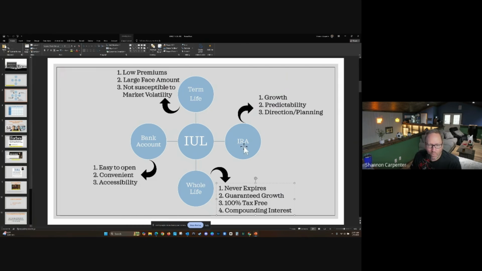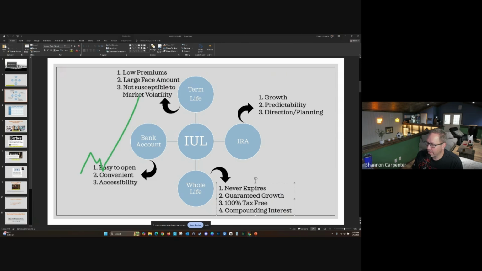It's awesome. What's good about an IRA? Well, you have growth, you have predictability. They look like, what's it called? The EKG, if you ever see the growth mark of like a stock index, it looks something like this, right?